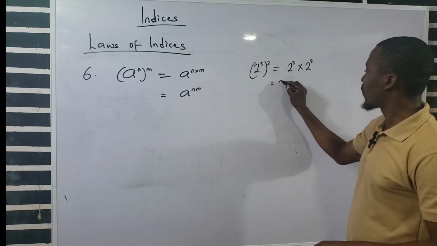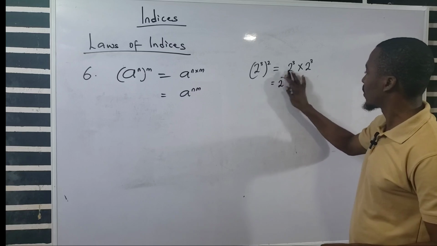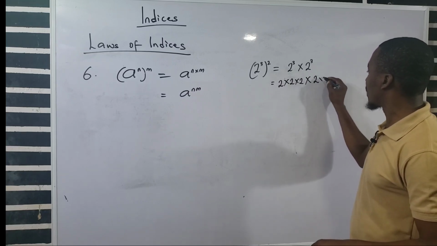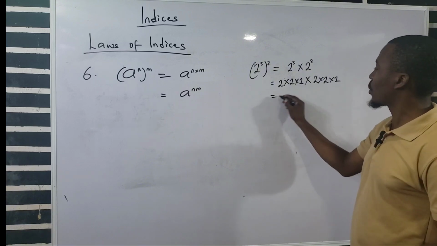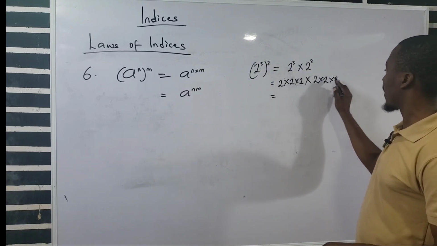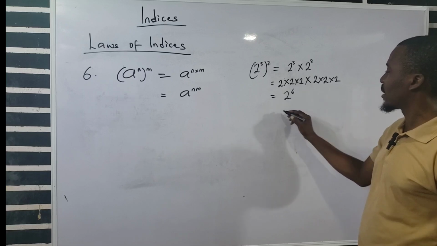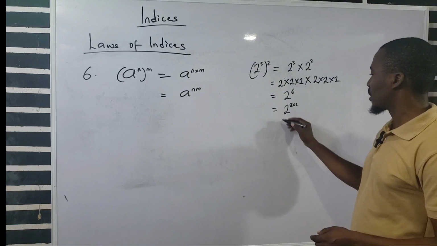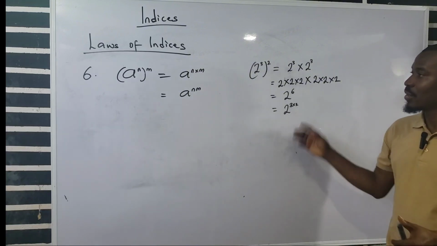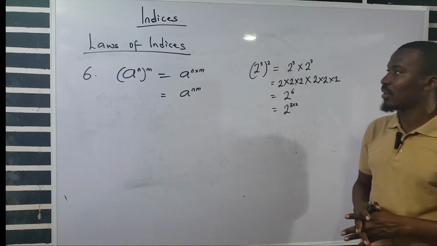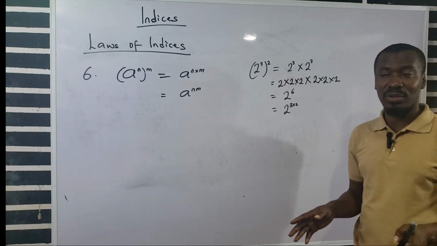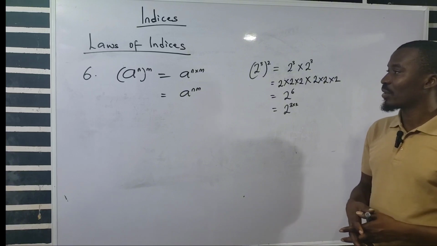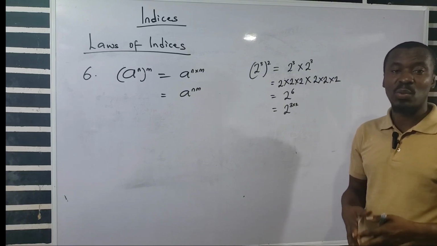Then 2 raised to power 3 will give you 2 times 2 times 2, and 2 raised to power 3 will give you 2 times 2 times 2. So altogether, 1, 2, 3, 4, 5, 6. So that will give us 2 raised to power 6, which is the same thing as 2 raised to power 3 times 2, or 2 times 3, whichever way you want to write that. Okay, so that's how to verify that particular law of indices. It's a very important law also, so you have to remember it, you have to practice it, so that you can be able to apply it while solving a problem.